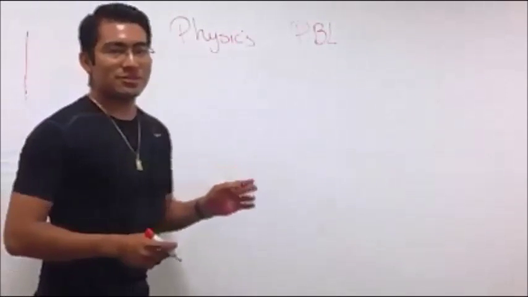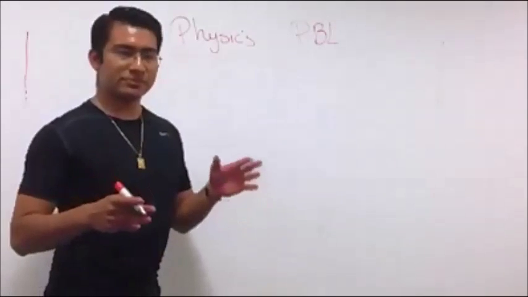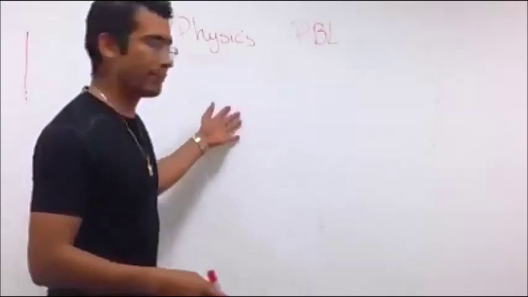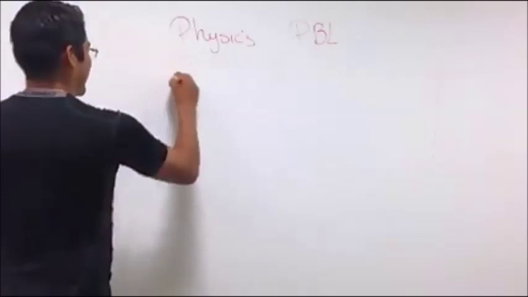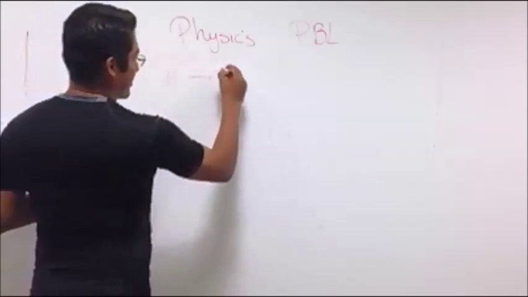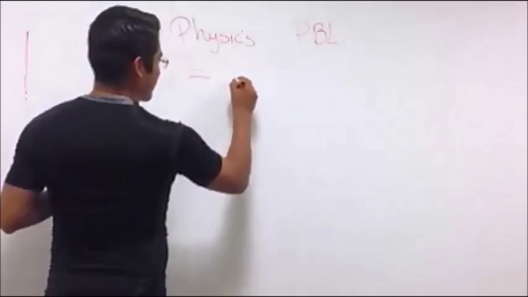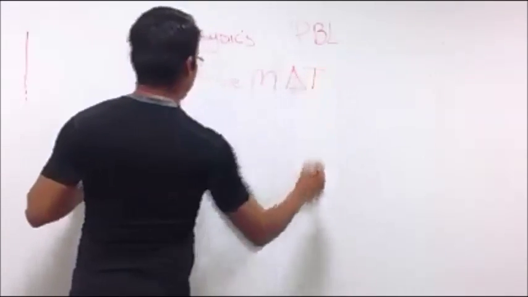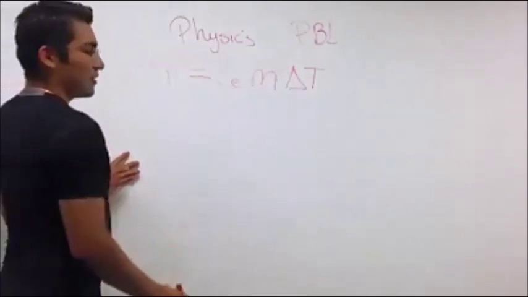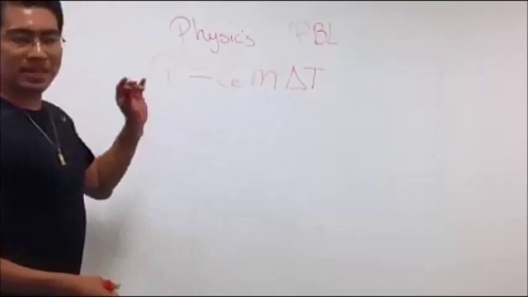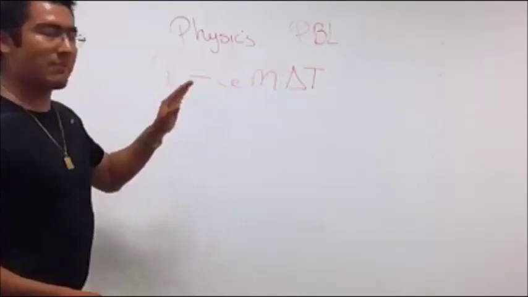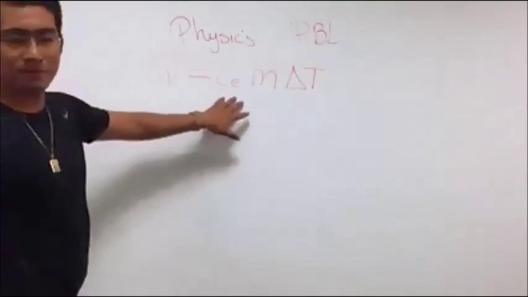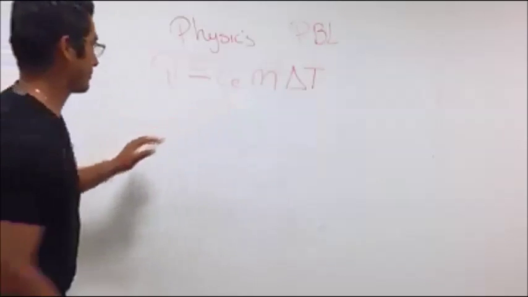And the relationship between the heat, mass and temperature is expressed in the next formula. We have the heat equal to the specific heat times the mass times the change of temperature. Okay, so we want to keep the temperature of the liquid or the beverage at the same temperature. For this reason, we have to solve for the specific heat.